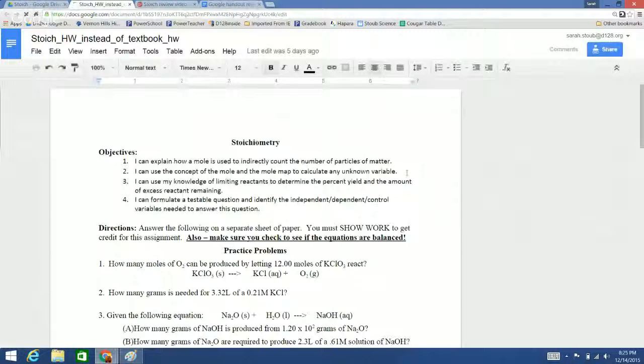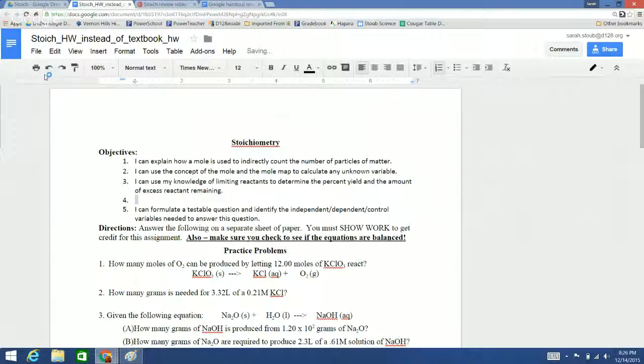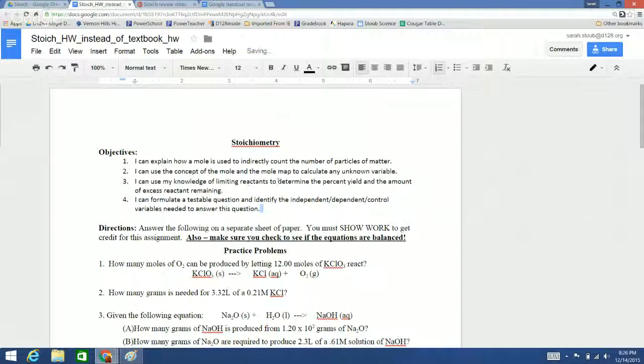So number 2 is all about I can use the mole map. Number 3 is I can do those really long problems when they've got limiting reactants and excess reactants and all that stuff. And then number 4 is I can formulate a question for things. I think that one's kind of self-explanatory. This one is kind of the coverall of knowing what a mole is and why we need it. A mole is used to indirectly count the number of particles of matter.